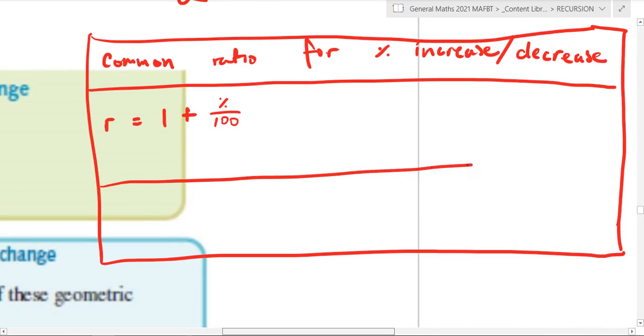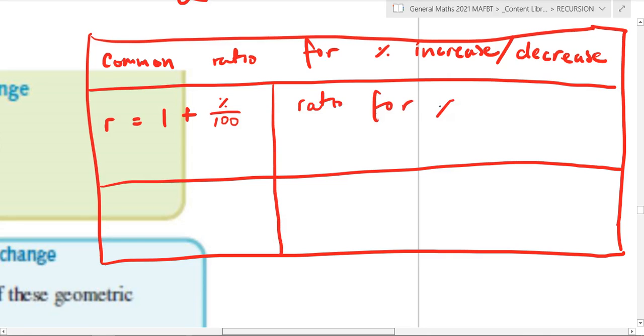So if you're asked to find the ratio for percentage increase, you have to read the question to understand whether the sequence is increasing or decreasing. We use this. Okay, so you can see that it's that plus, which means it's increasing.